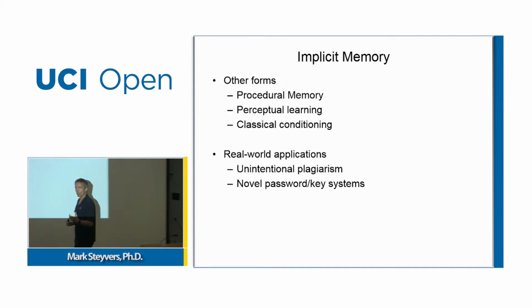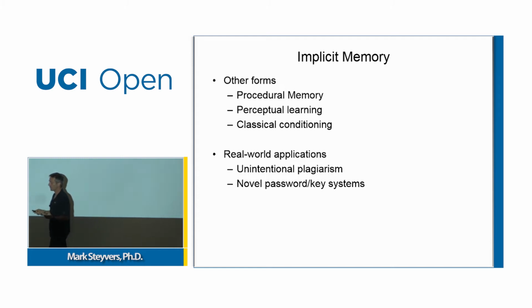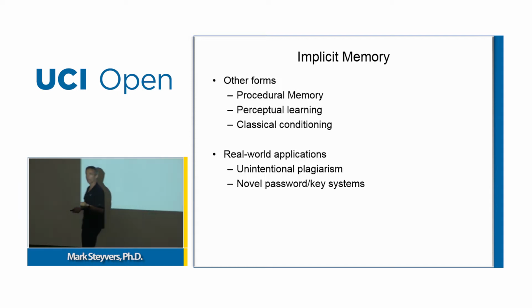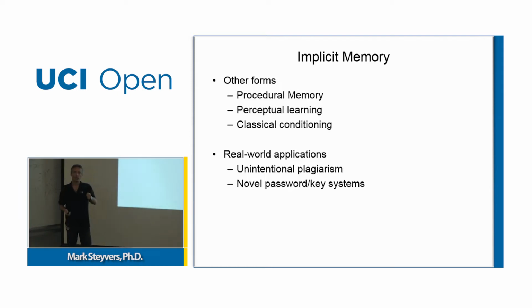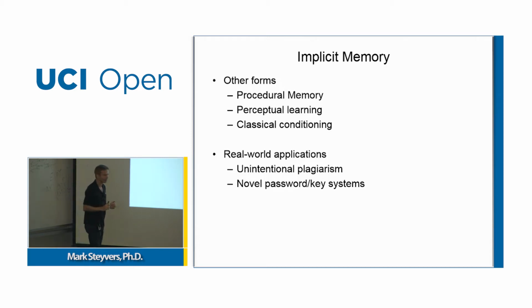So there are several interesting real-world consequences and applications of implicit memory. One is that you can plagiarize something without being aware of it. So there are cases where you come up with an idea, and let's say you're researching, you might publish about it, but it turns out you've copied somebody else's idea. You just formed an implicit memory about it, and you forgot the source of your idea.